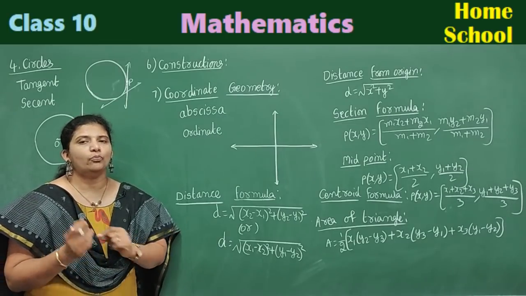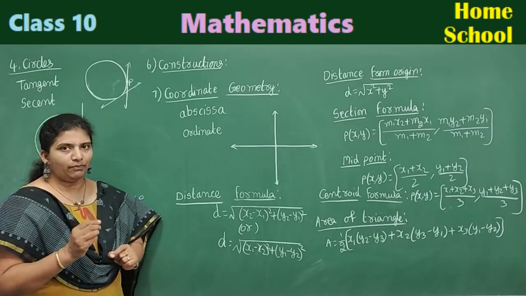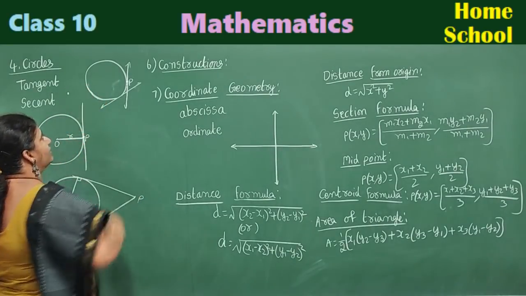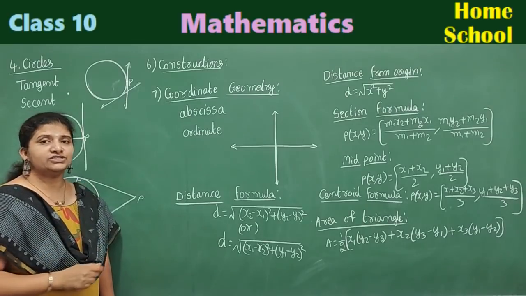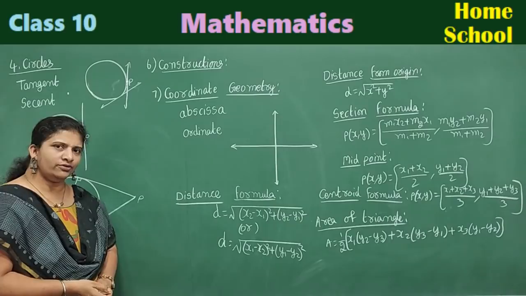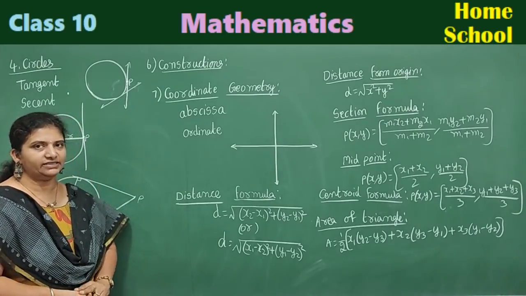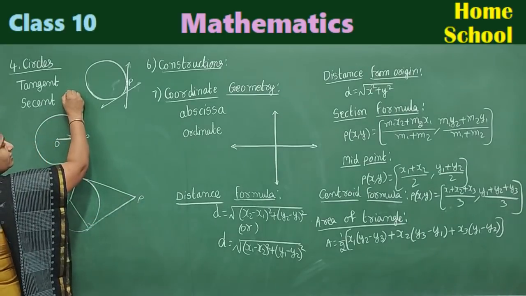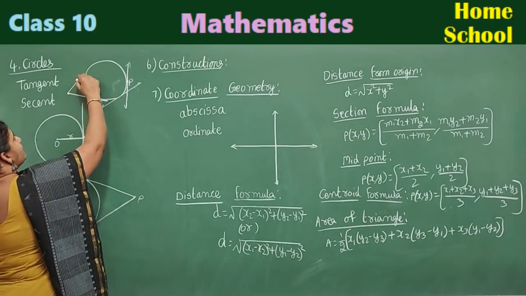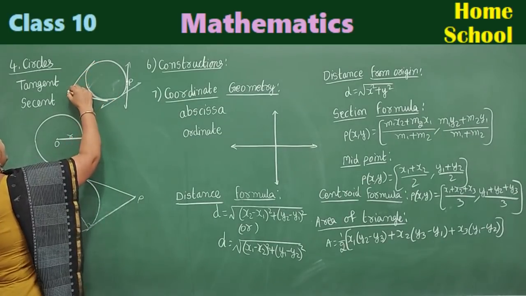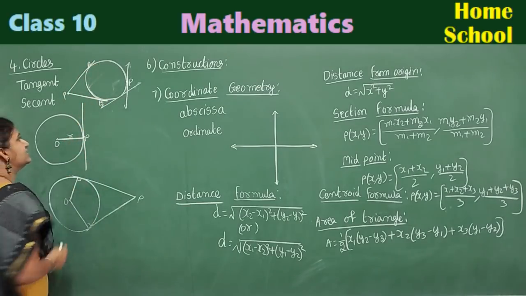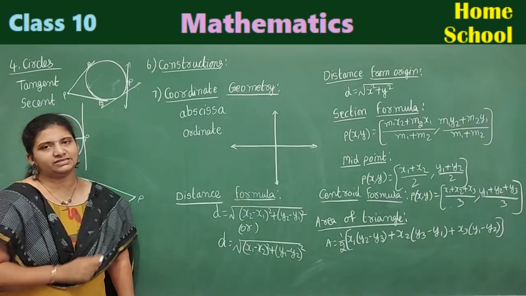Then one more point you need to remember. Suppose a point is somewhere here, how many tangents can you draw from an external point? You can draw two tangents. Look here, from here one, and from here one tangent. That means you can draw two tangents if the point is outside the circle.